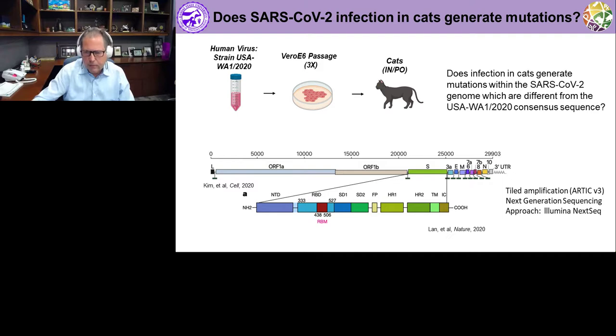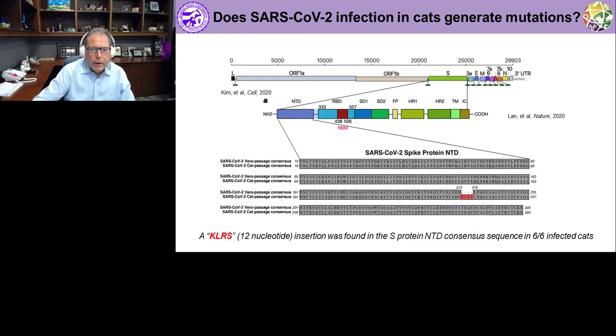We did next generation sequencing using a tiled amplification approach called ARTIC version 3, and we sequenced these on an Illumina NextSeq instrument. So these are the data. We did find, very important, 2 mutations, amino acid substitutions in the ORF1a and 1b. But more importantly, we found within the S, the spike protein, an insertion.